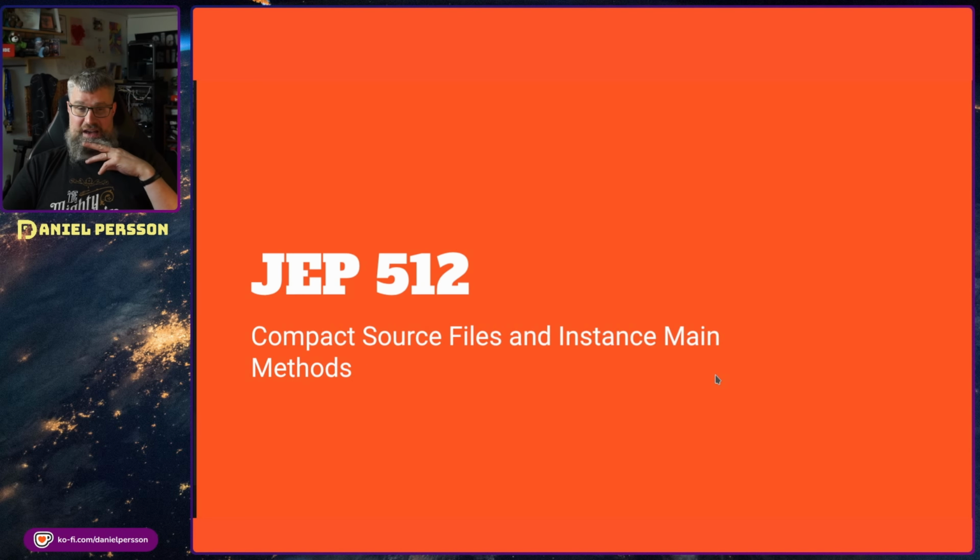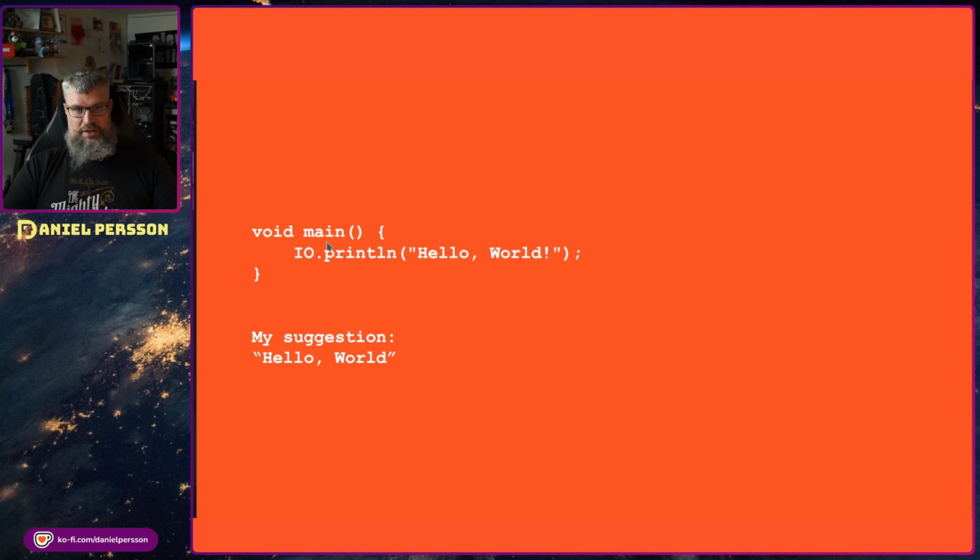Next up we have JEP 512. So this is compact source files and instance main methods. This is something that I don't understand at all, but now you can create a very small Java application, and I would say you can create it even smaller if you want. So they suggest that you can write a main method where you have IO print hello world, for instance. So that would be everything you need to do in order to create a hello world program. My suggestion is just to have the string, and anything that is returned you just print. That could be a suggestion to make it even smaller if you want to make it more obtuse and less readable. But some people need this, I guess, so now you have it.